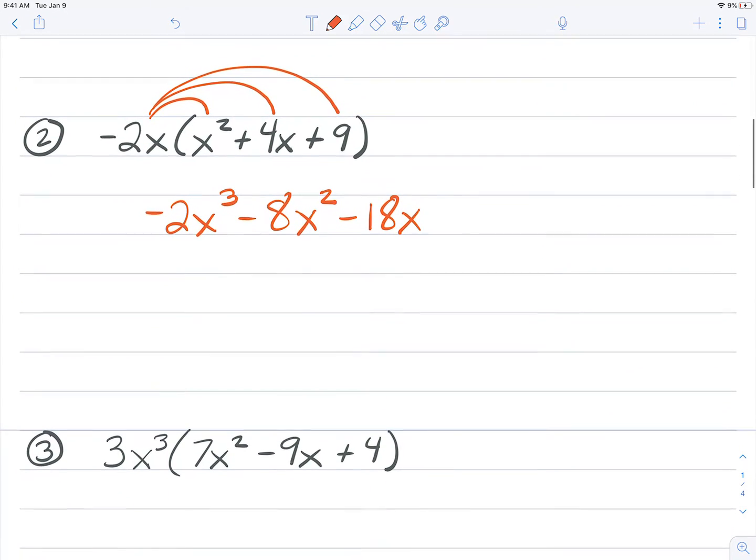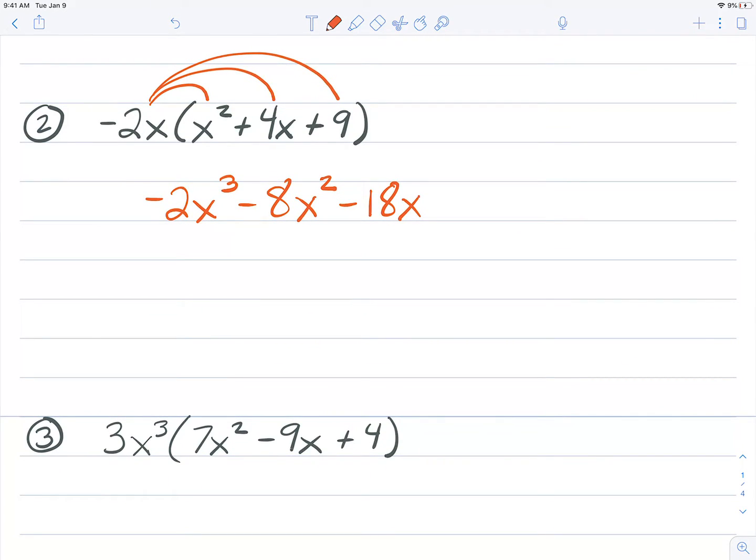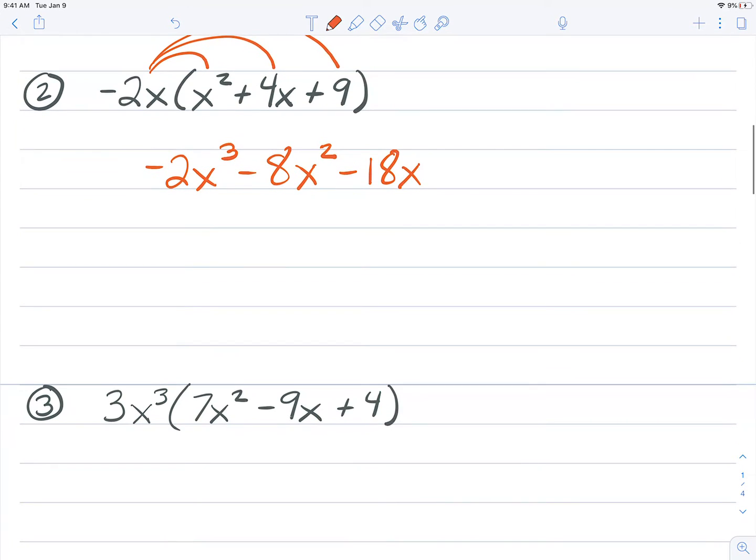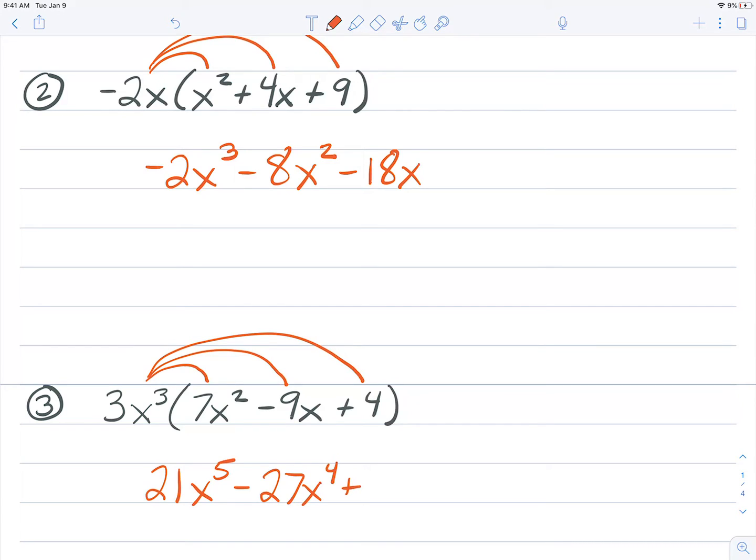Okay, problem number 3. We're going to multiply 3x to the third power by that trinomial 7x squared minus 9x plus 4. So again, we're distributing. We're going to go 3x cubed times 7x squared and get 21x to the fifth. Then we're going to multiply 3x cubed by negative 9x and get negative 27x to the fourth. And lastly, 3x cubed times 4, and we get a positive 12x to the third power.